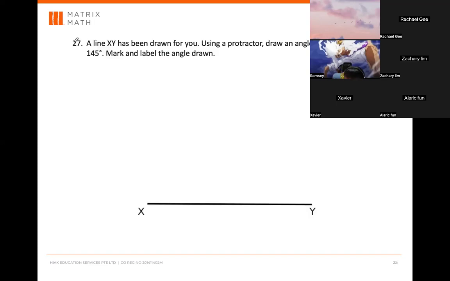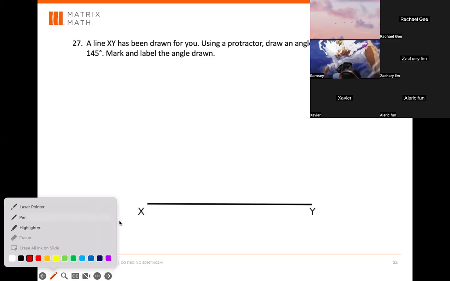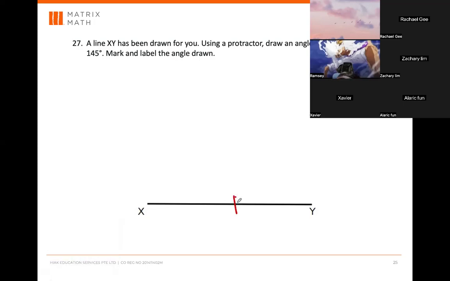Question 27, here you go. A line XY has been drawn for you. Using a protractor, draw an angle such that XYZ equals 145. Mark and label the angles drawn. So this question, I still see students making mistakes, okay? Sometimes students put the Y here and start to draw the Z, which is actually wrong because X and Y are given here. So you need to follow what is given here, then you start drawing, okay?